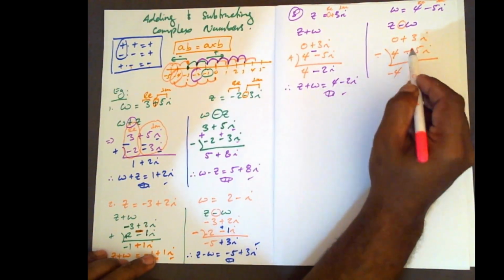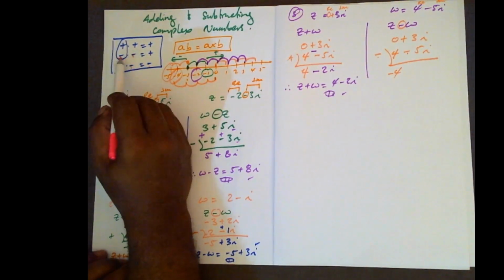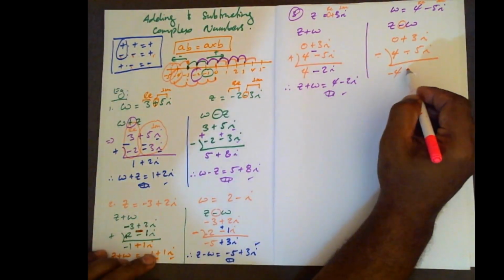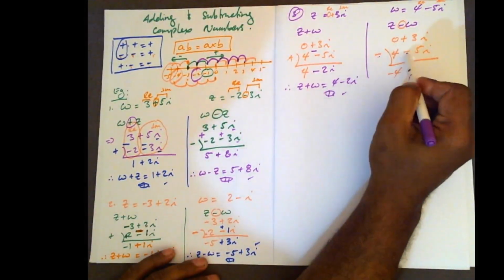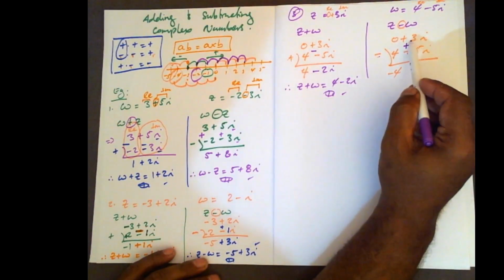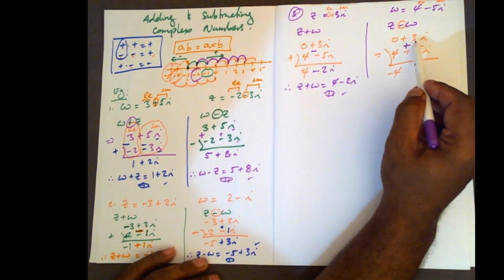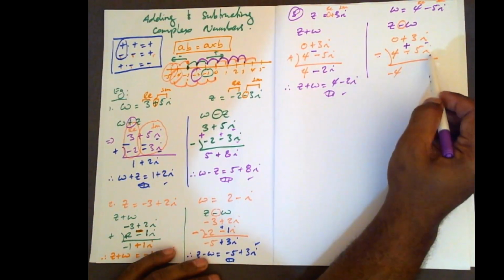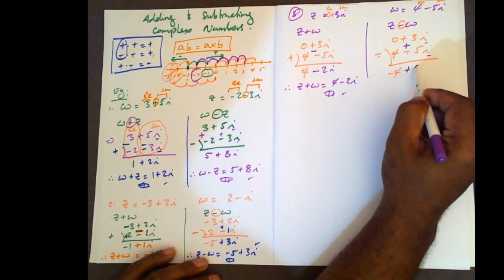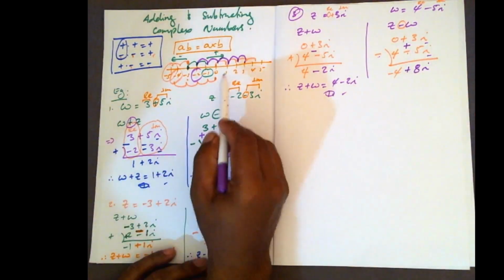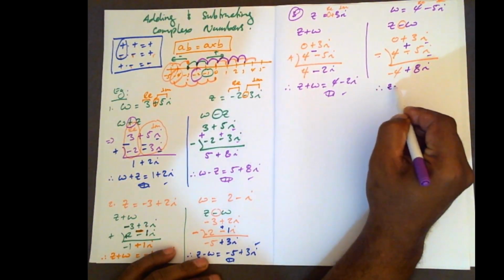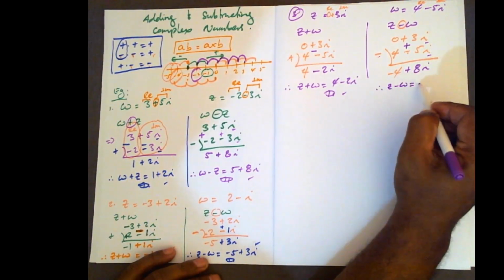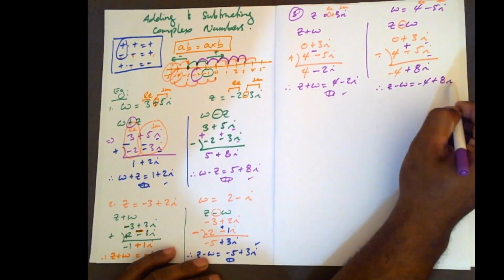3i minus minus. So what is negative times a negative? Negative times a negative gives me a positive. So this is a positive value. So 3i plus 5i is the same as 3 apple plus 5 apple because they are like terms. 3 apple plus 5 apple is positive 8 apple because 3 plus 5 is 8. We can say therefore z minus omega is equal to minus 4 plus 8i.